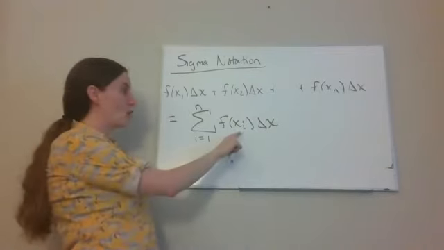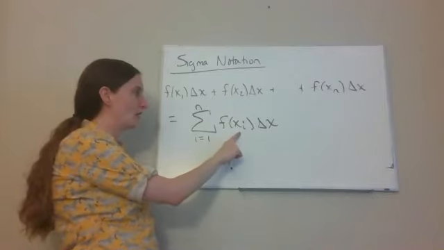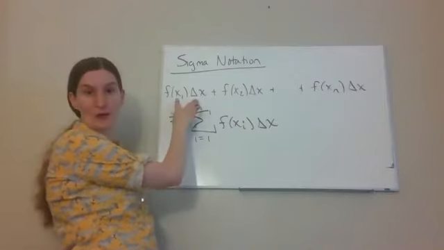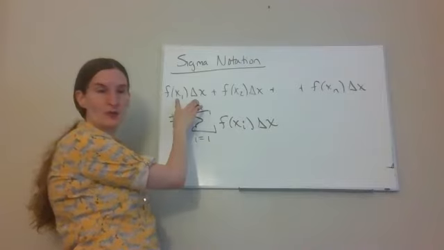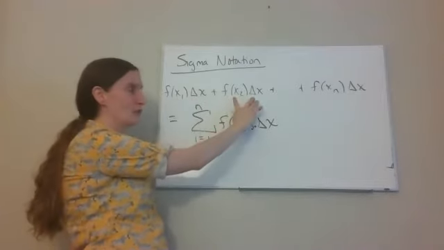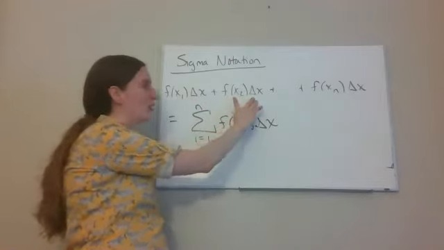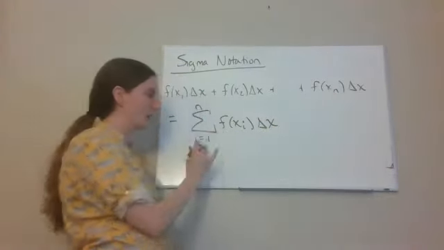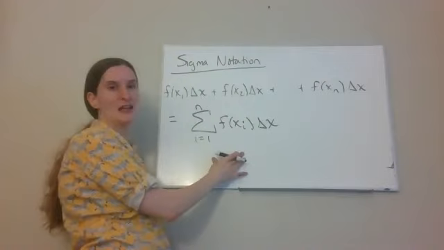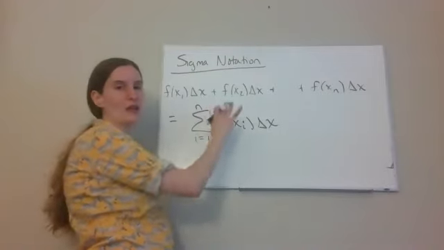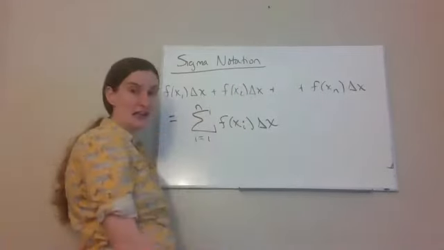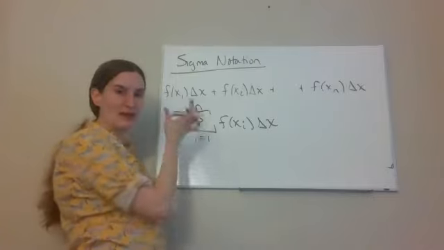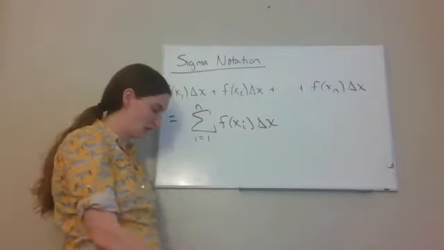So when I plug the 1 in, I get f(x1) delta x. That was the first term I had up here. When I plug 2 in, I get f(x2) delta x. And when I plug in my very last value, n, I get f(xn) delta x. So this is the same exact thing. It just avoids all of the pluses and dot, dot, dots that we had before. It makes it a nice, concise notation.